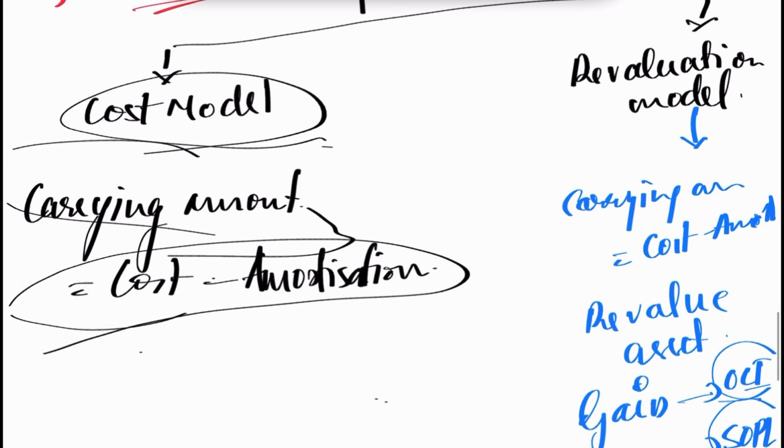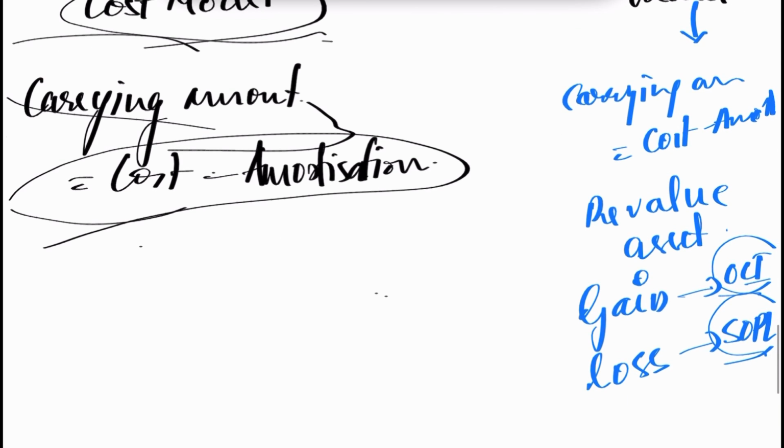If you are choosing the revaluation model, then you have to first find the carrying amount, and after that you have to revalue the amount. If there is any gain, it should be recognized under the OCI, and if there is any loss, it should be recognized under SOPL.